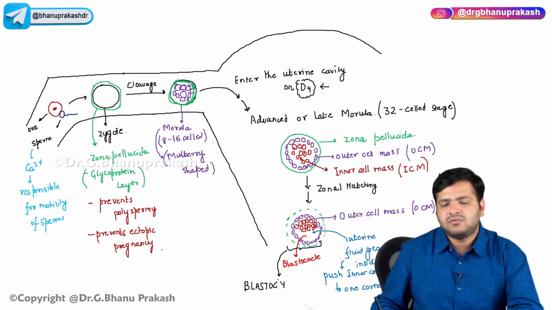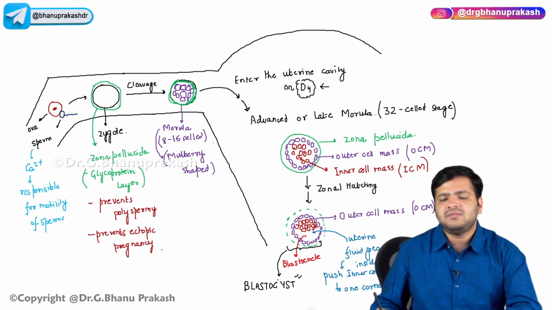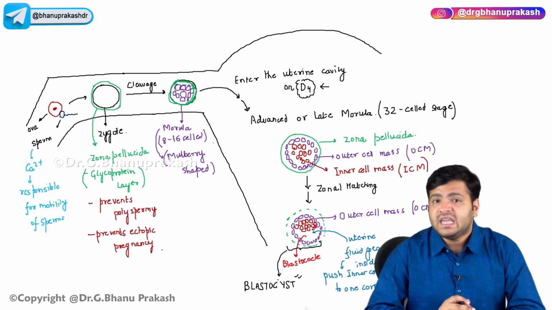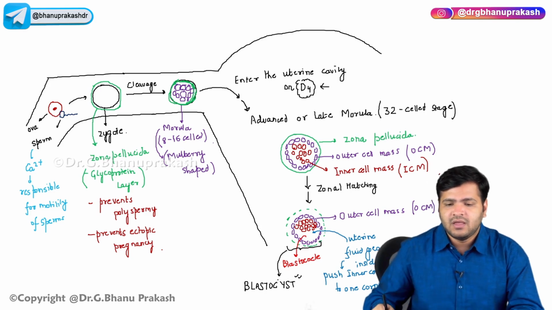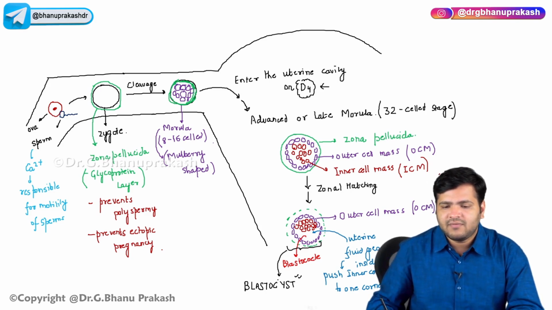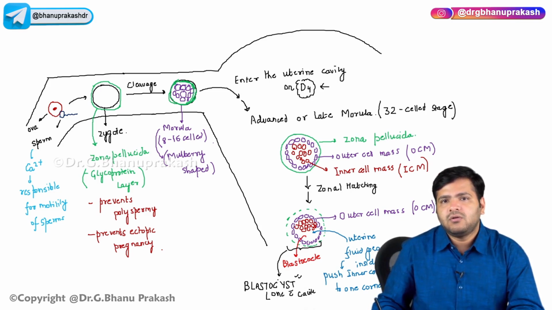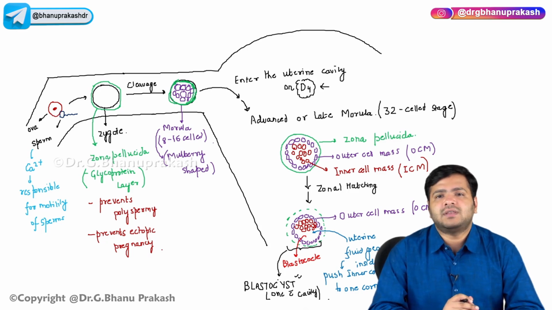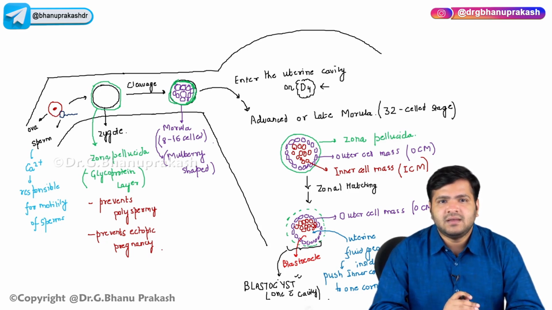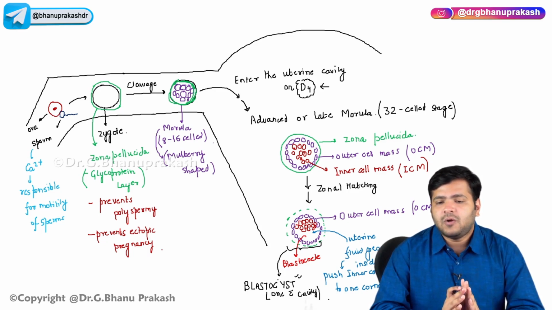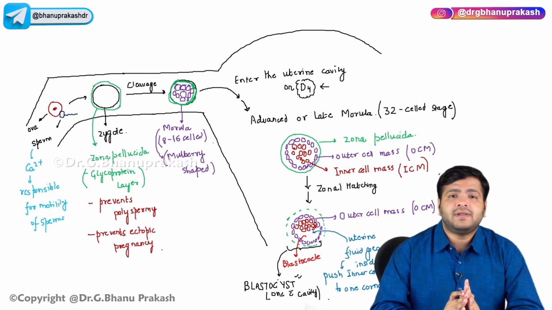So blastocyst has an outer cell mass, inner cell mass and the blastocele, that is the cavity which is formed. So blastocyst is the one with a cavity, or cyst. That is something you have to remember. Now this is the phase when it will get implanted.